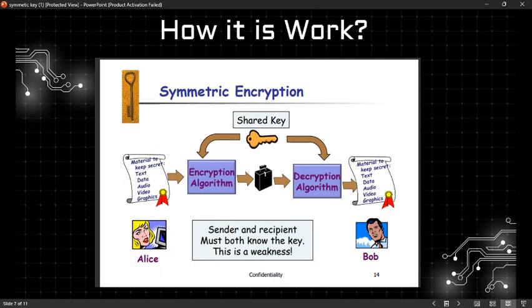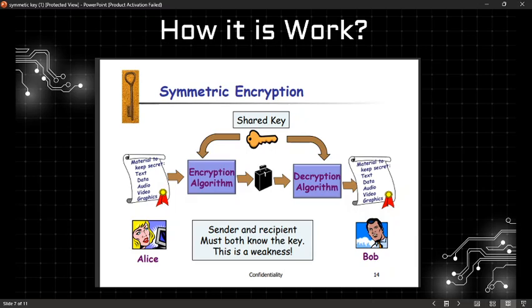Okay, let's see how it works with a visual representation. So we can see here two persons, Alice and Bob. Alice is about to send some kind of data. It can be text, data, audio, graphics, or video. It can be whatever she wants to send. When she is about to send the data, it goes through the algorithm process, which encrypts it using a secret key which has been shared between both sender and receiver.